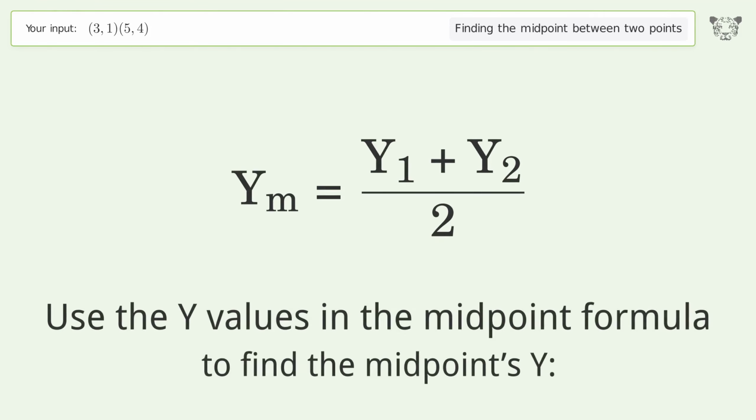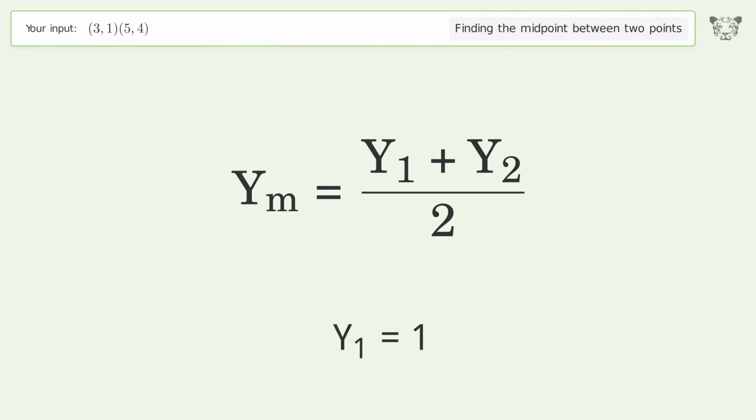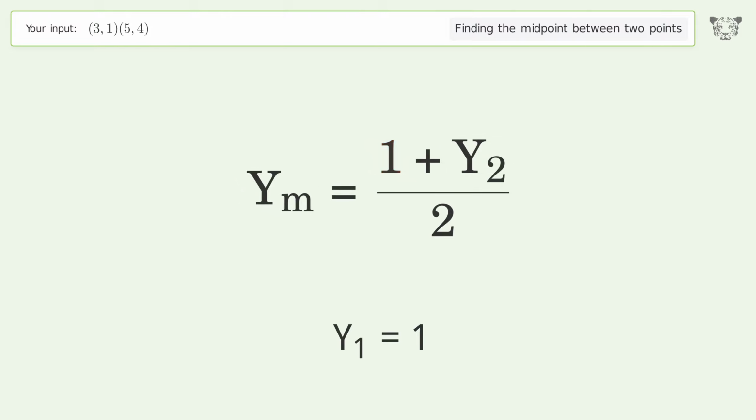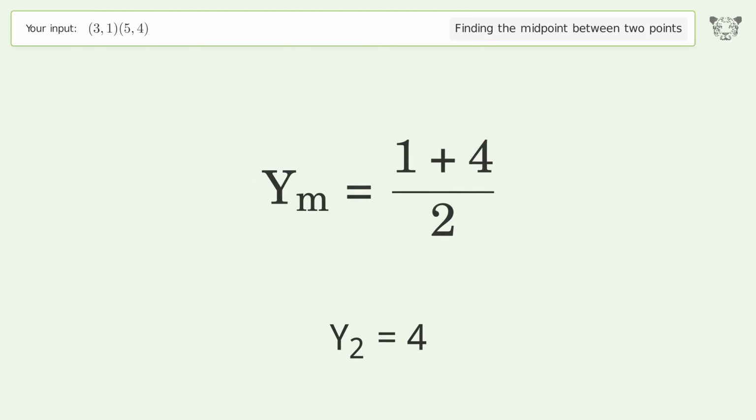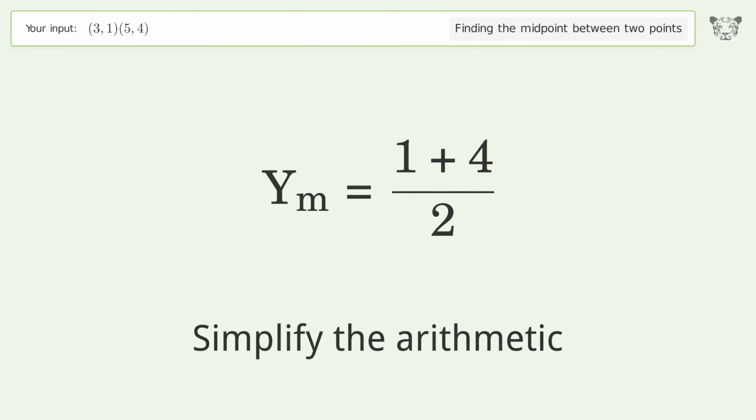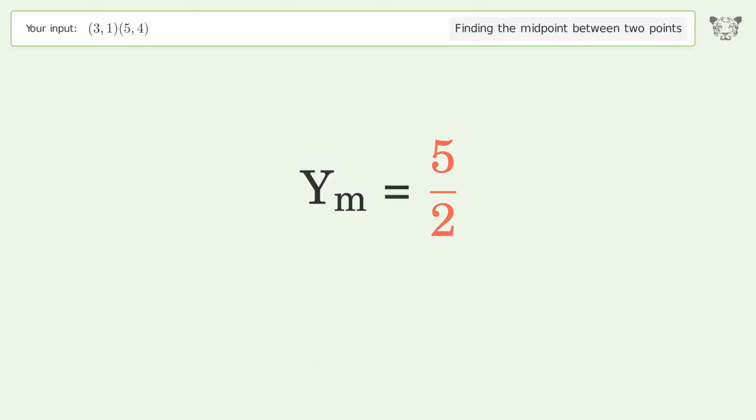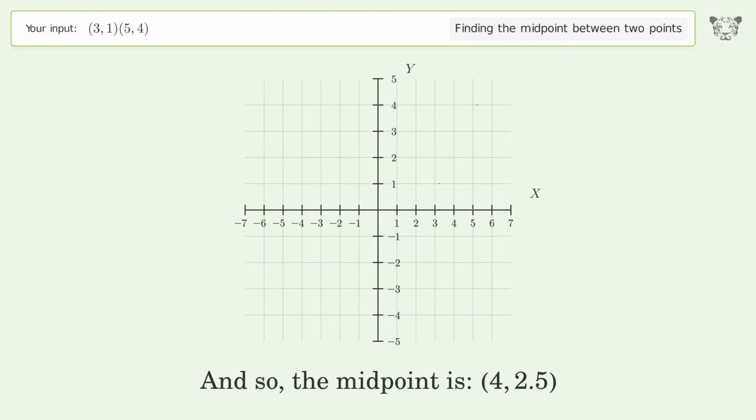Use the y values in the midpoint formula to find the midpoint's y. y1 equals 1. y2 equals 4. Simplify the arithmetic. And so, the midpoint is 4, 2.5.